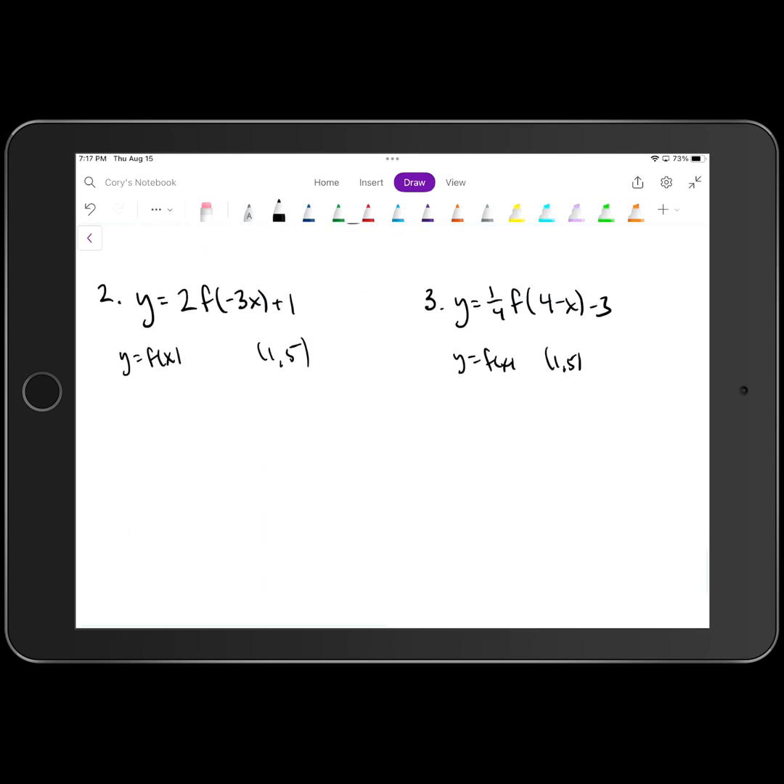Okay, so I want you guys to give these next 2 examples a try. You can go ahead and pause the video now to work them out, and then when you're done, you can check your work.